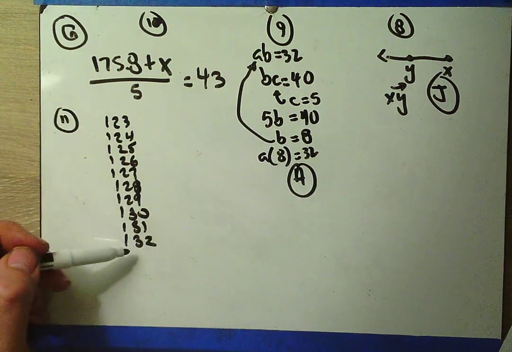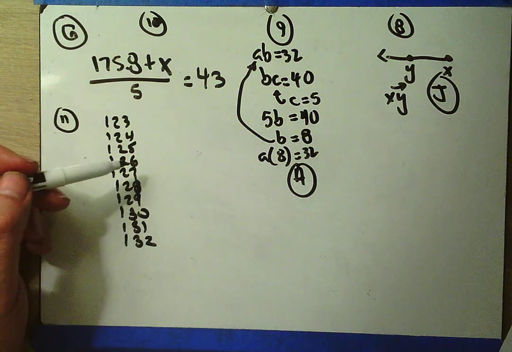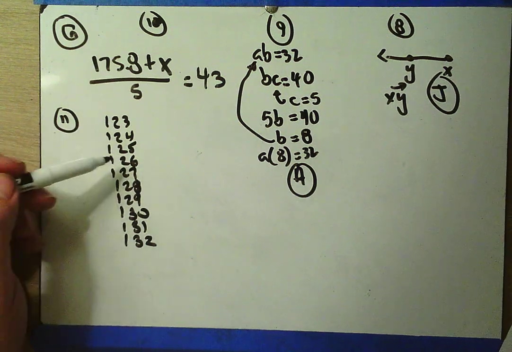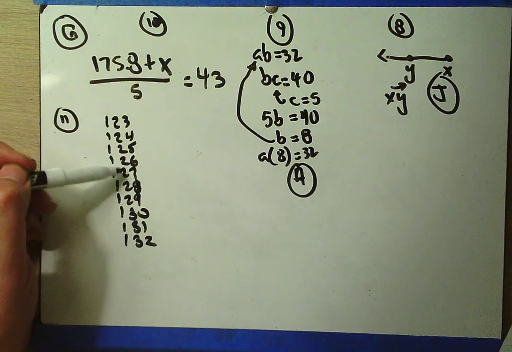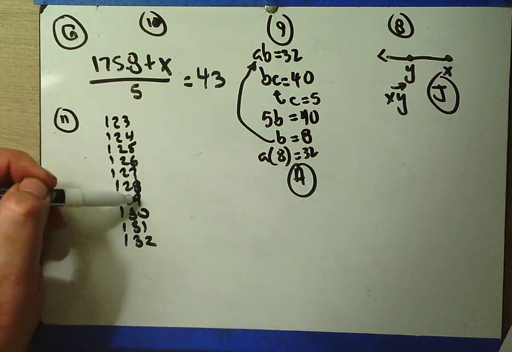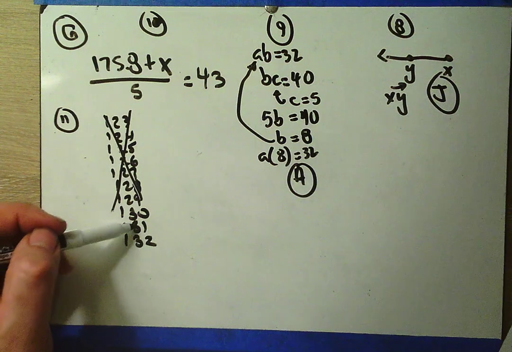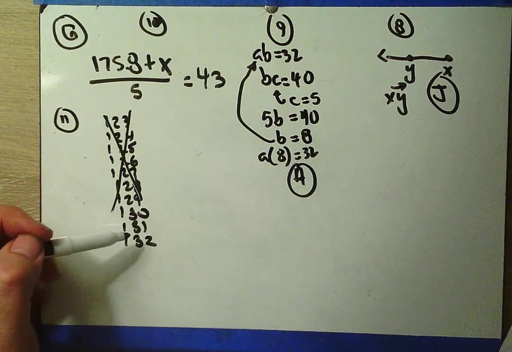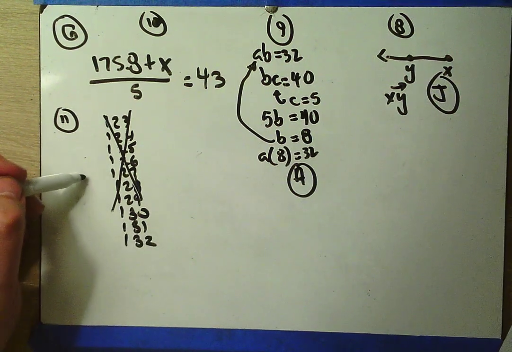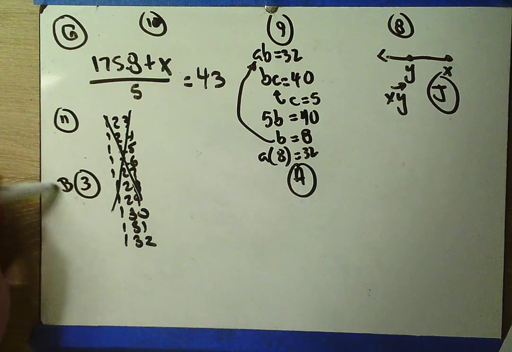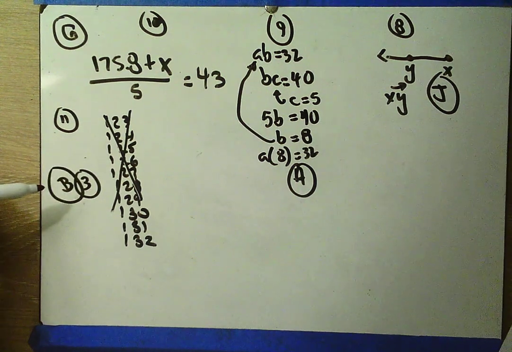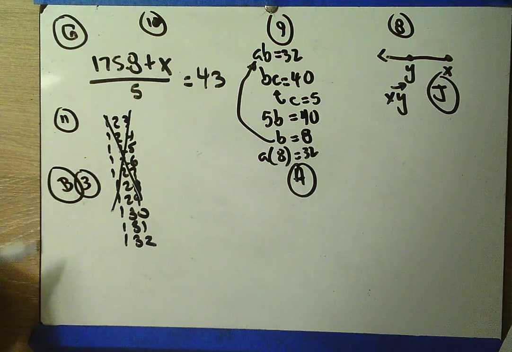So how many of these have the tens digit greater than the ones digit? Well, look, these are all 2's, and these are all bigger than 2. So none of these. 3 is bigger than 0, 3 is bigger than 1, 3 is bigger than 2. I get 3 as my answer here, and that's choice B for number 11. 12.